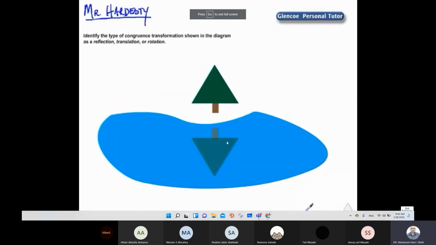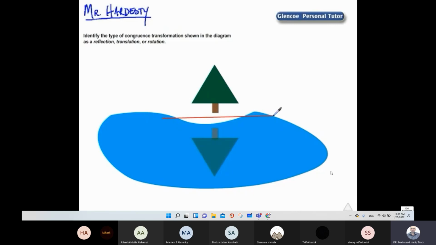This is Mr. Hardesty. In our next problem, we'll take a look at transformation. Identify the type of congruence transformation shown in the diagram as a reflection, translation, or rotation. In our figure, we can see a tree, and opposite from that, in the water, is the reflection of that tree. How do we know?